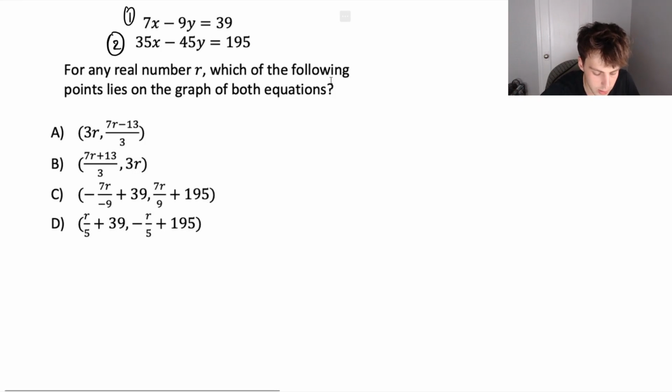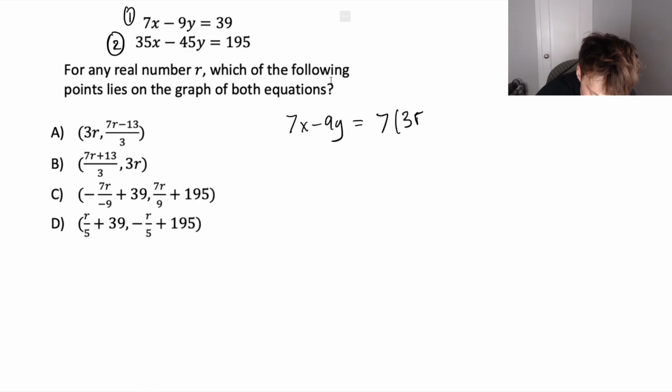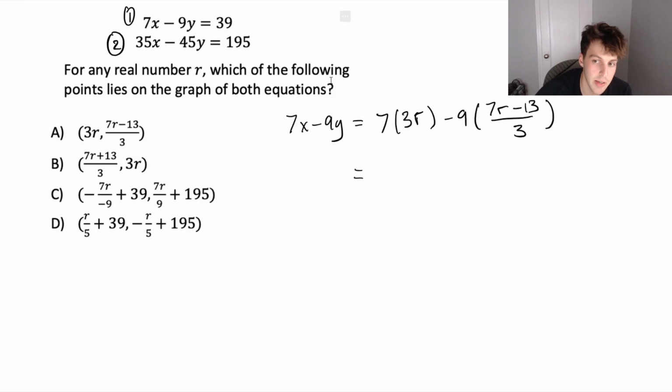So to look at this question, there's a couple ways to do it, but one that could be easiest, I would say, is probably just to go through. If you only have 4 options, we can just plug in our x value and our y value and see if the left side is going to equal the right side, right? So in other words, 7x minus 9y. If we take option A, well, x is 3r, so we have 7 times 3r, and then minus 9 times our y, which is (7r minus 13) over 3. We want to see, is this going to equal 39? Because if it equals 39, it satisfies equation 1, and hence will satisfy equation 2 as well.